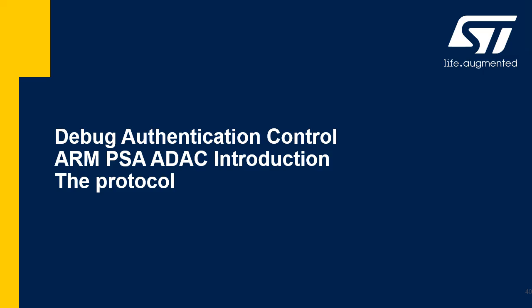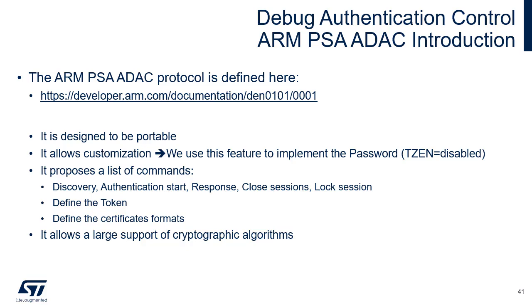The next subchapter is an overview of the ARM PSA ADAC protocol. The ADAC specification defines the protocol used by the Secure Debug Manager to request debug access from the Secure Debug Authenticator. It's based on 4 layers: debug link, link layer, command protocol, and authentication commands.